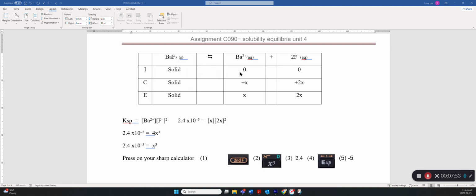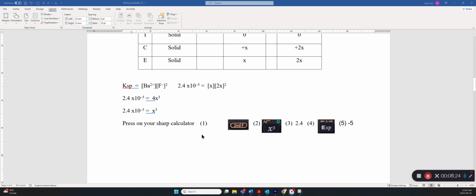Initially, there's 0 barium ions and 0 fluoride ions. Again, the change will be plus X and plus 2X, because of the stoichiometric coefficient of 2 in front. Then again, we have the equilibrium values of X and 2X. Write the solubility product expression, fill in the numbers and the variables, and solve for X.